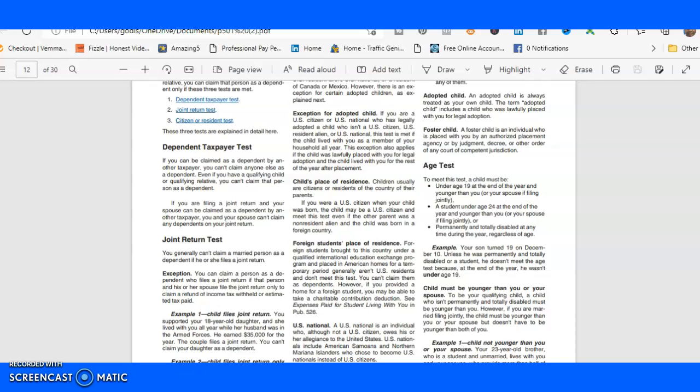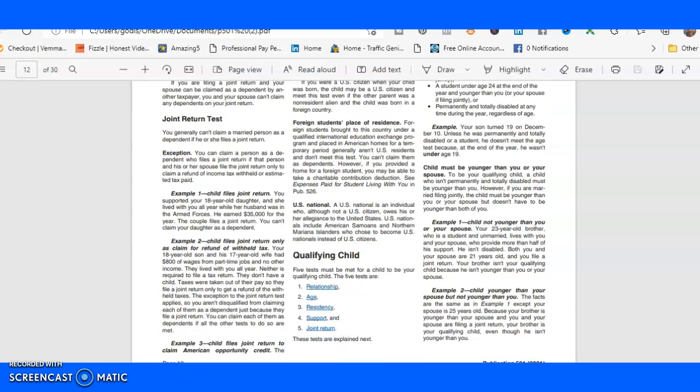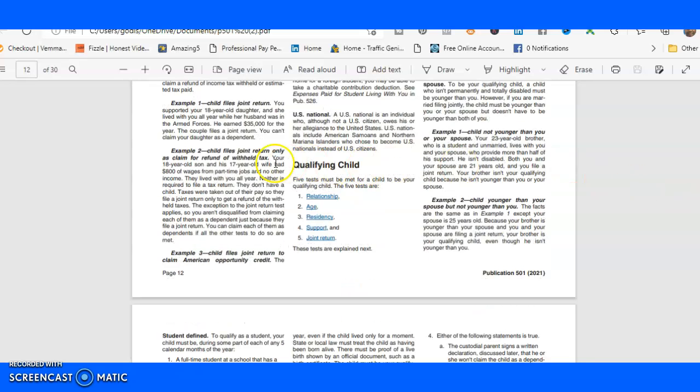So I'm going to go down to, so here, qualifying child, these are the five tests we're going to cover. Relationship and age we did. Next we're going to do is residency.